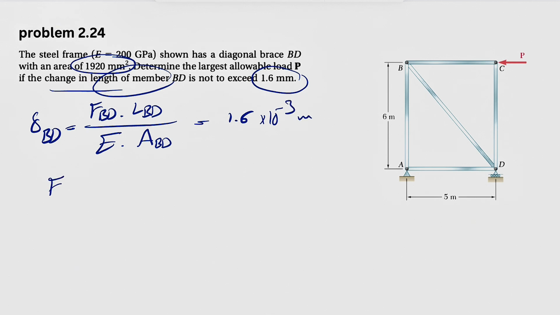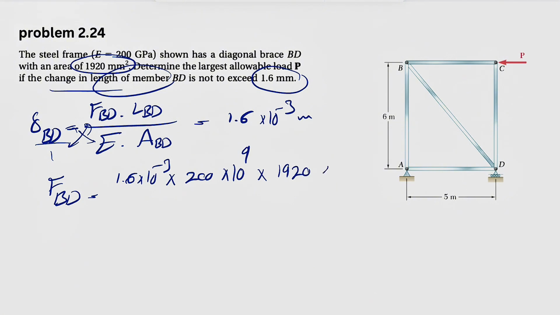And we should be able to find the force in member BD here, which is basically, we just have to cross multiply these. So we're going to have the deformation 1.6 times 10 to the minus 3 times the elastic modulus 200 gigapascal, so 200 times 10 to the 9. And the area would be 1920 millimeters squared. We're going to multiply it by 10 to the minus 6 in order to get it in meters squared.